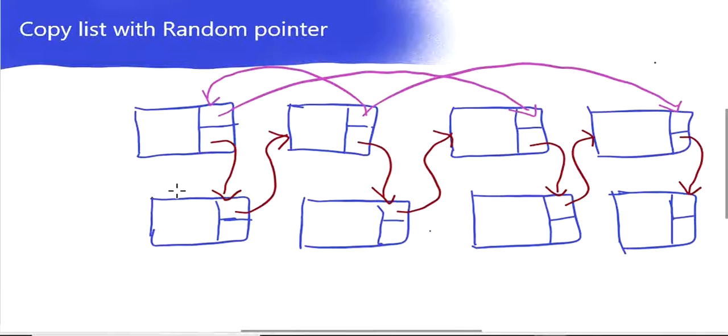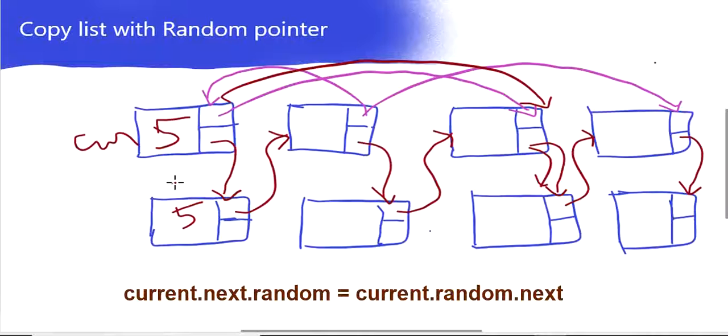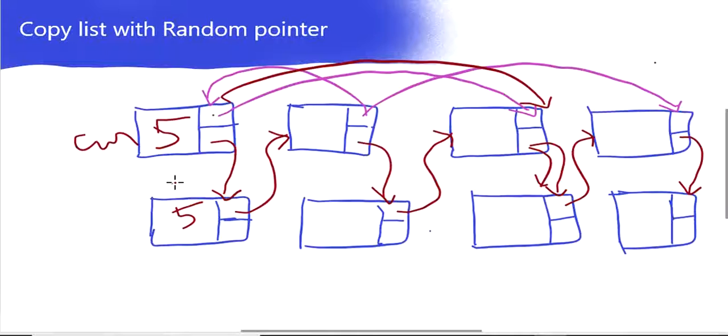In our second pass, we are going to connect the random pointers. So how do we connect the random pointer? We are going to connect the random of current.next to the random.next of its random. Simple. Consider this node having value 5. We are going to connect 5's clone to where its random points to, its next. That is, current.next.random is going to be current.random.next. I know this is a bit tricky, but stay with me.